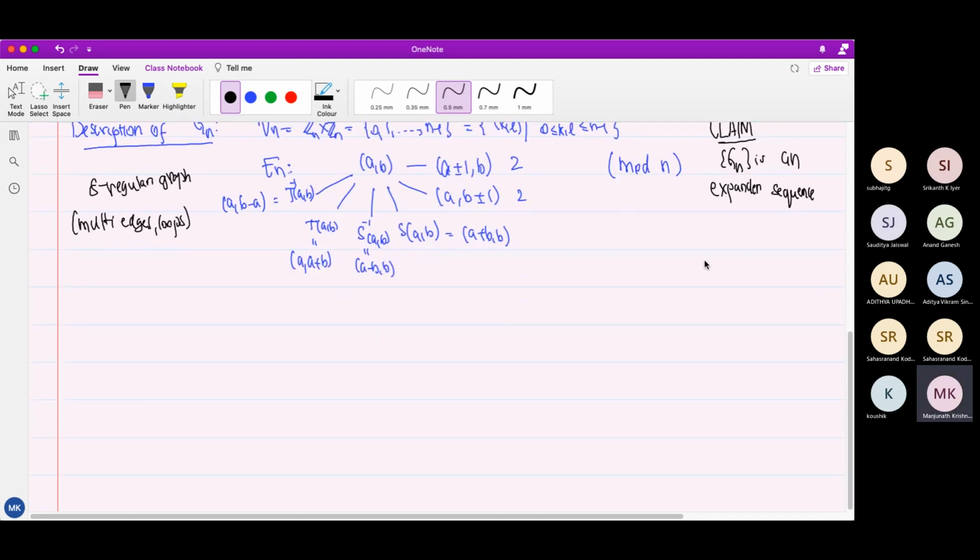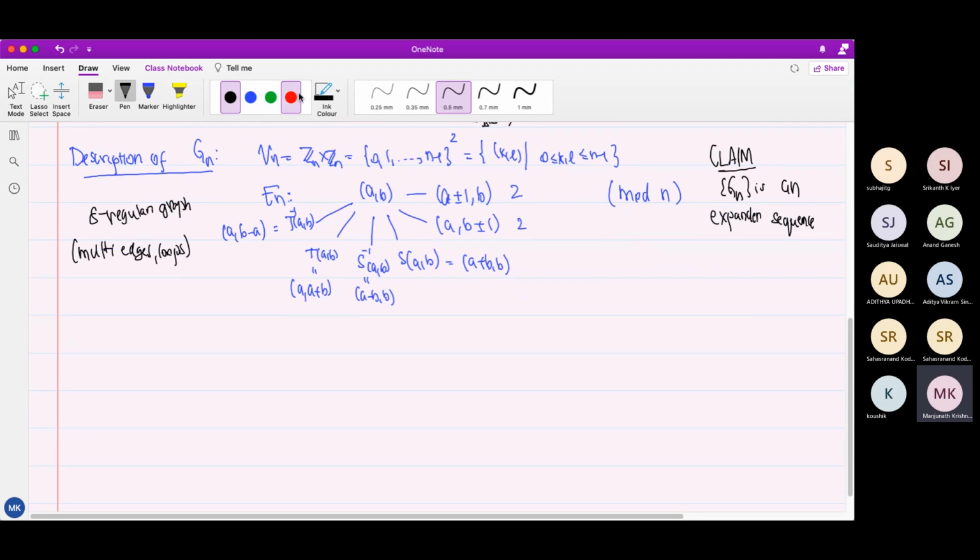It's an expander sequence. Okay. So it's very nicely presented in Luca Trevisan's book, so I'm pretty much taking that. Okay. So any questions about the definition of the graph?